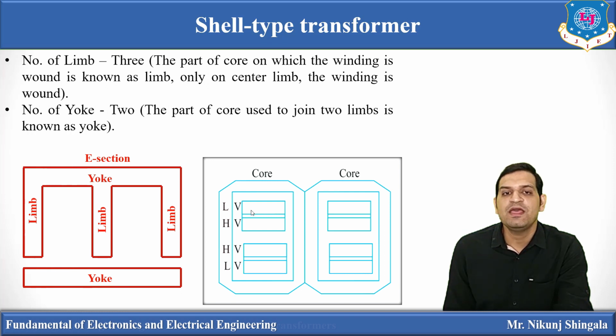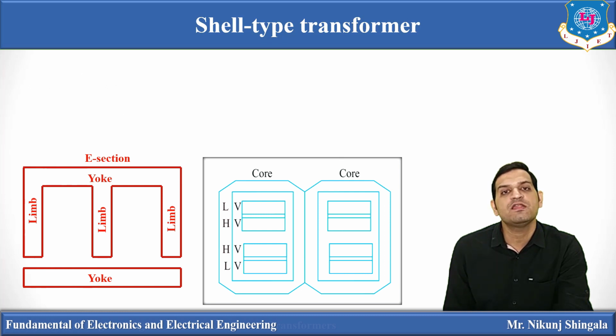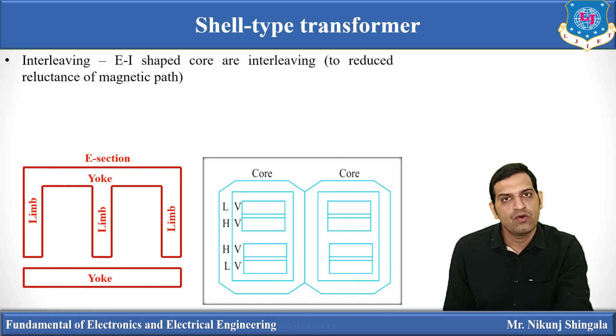First the low voltage winding is placed, then the high voltage winding is placed, because the low voltage winding requires less insulation as compared to the high voltage winding. So these are the differences between shell type transformer and core type transformer. Then shapes used: as I told you, E and I shapes are used for interleaving.